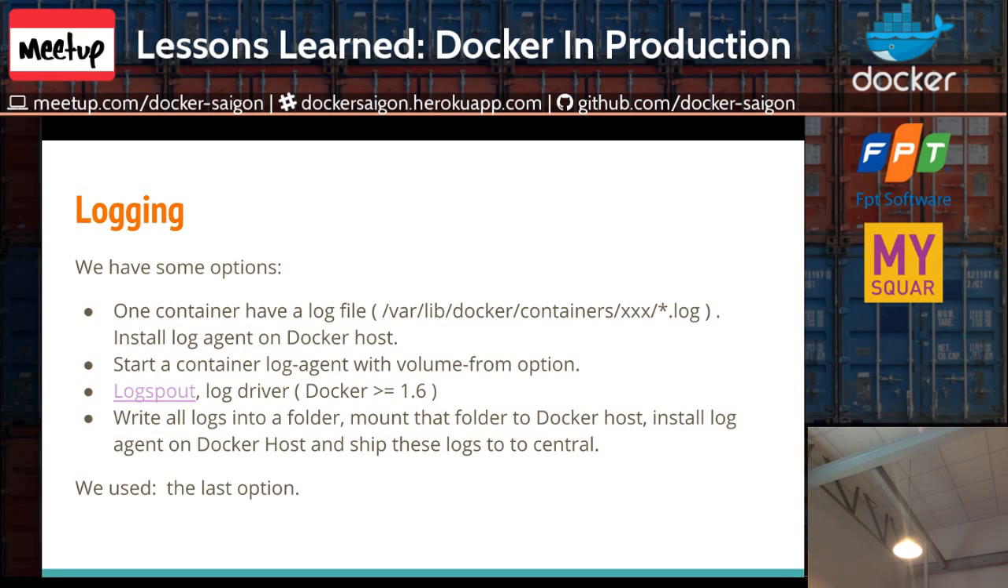We have some options for logging. As you know, when the container runs, it has a log file in /var/lib/docker/containers, and we can install a log agent on the Docker host to ship the logs to a central place, like Sumo Logic or ELK or whatever you want, Logentries or something like that. The second way is we start a new container which runs a log agent, and we use the volumes-from option.